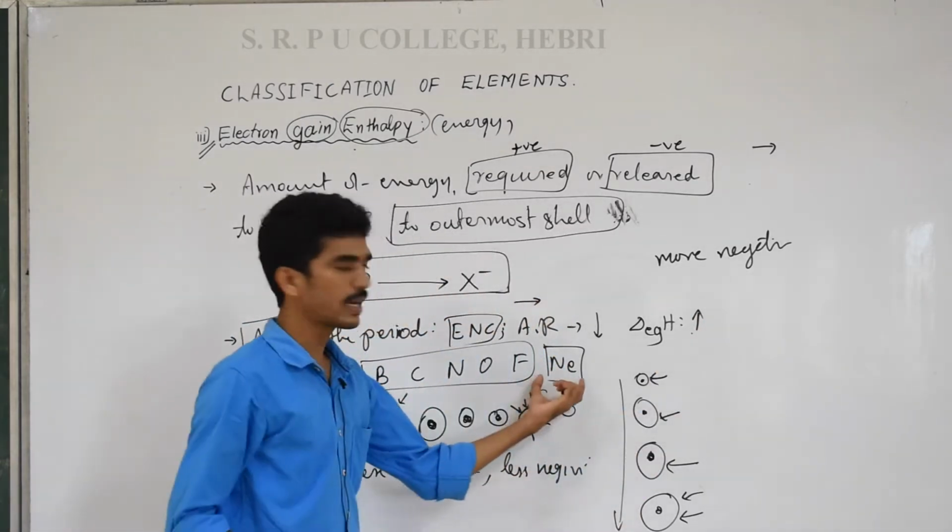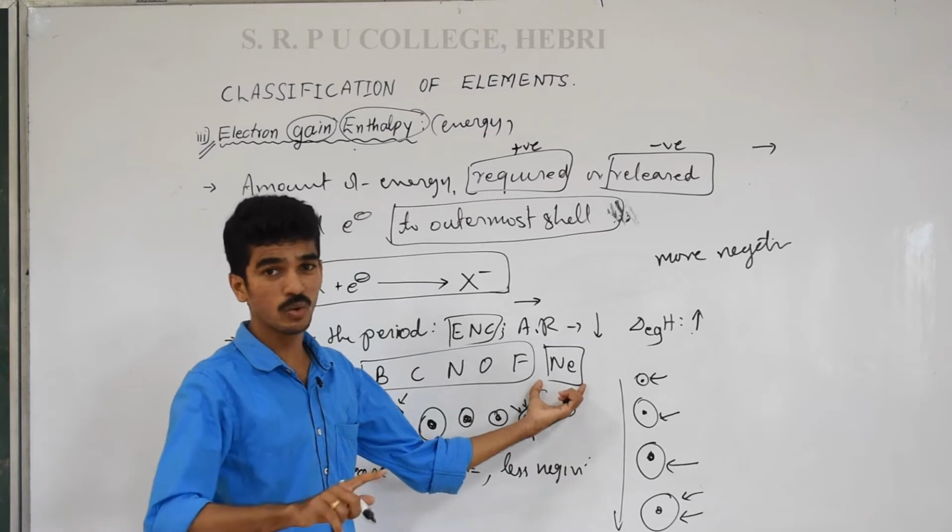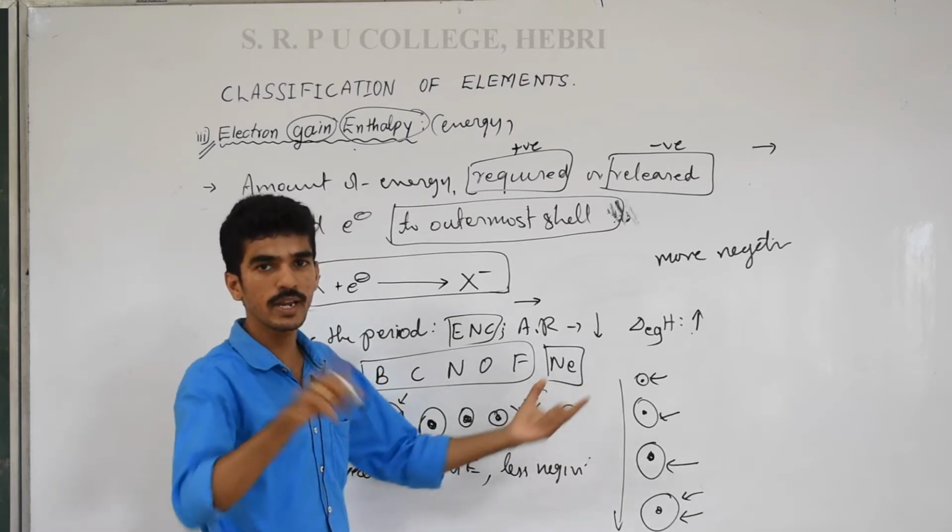And I have kept neon as it is. Why? Because I already told, neon already having 8 electrons, adding of electron is difficult.